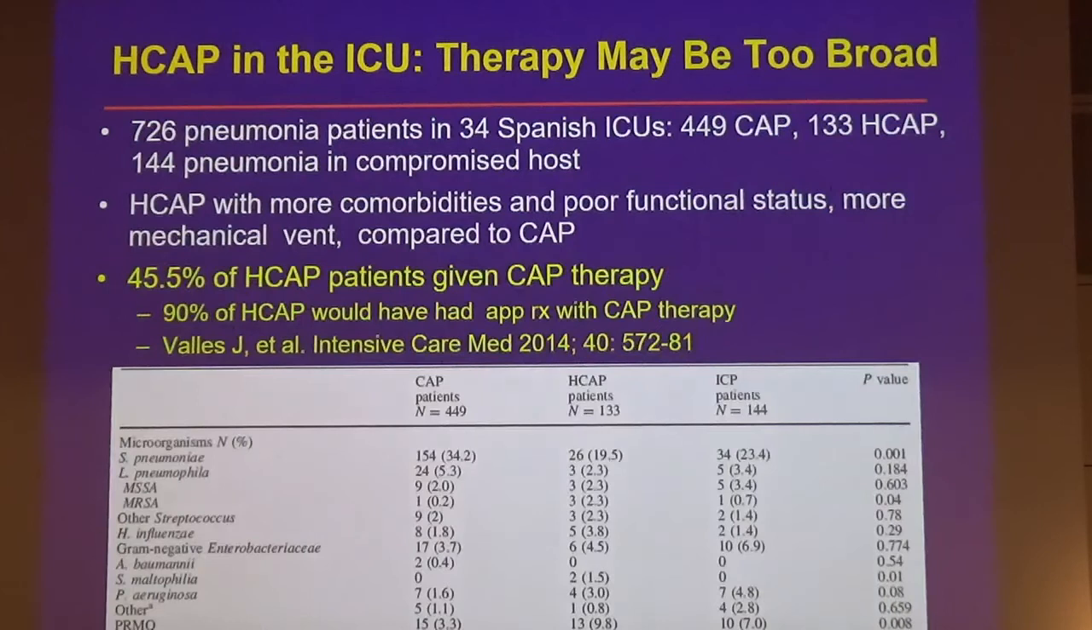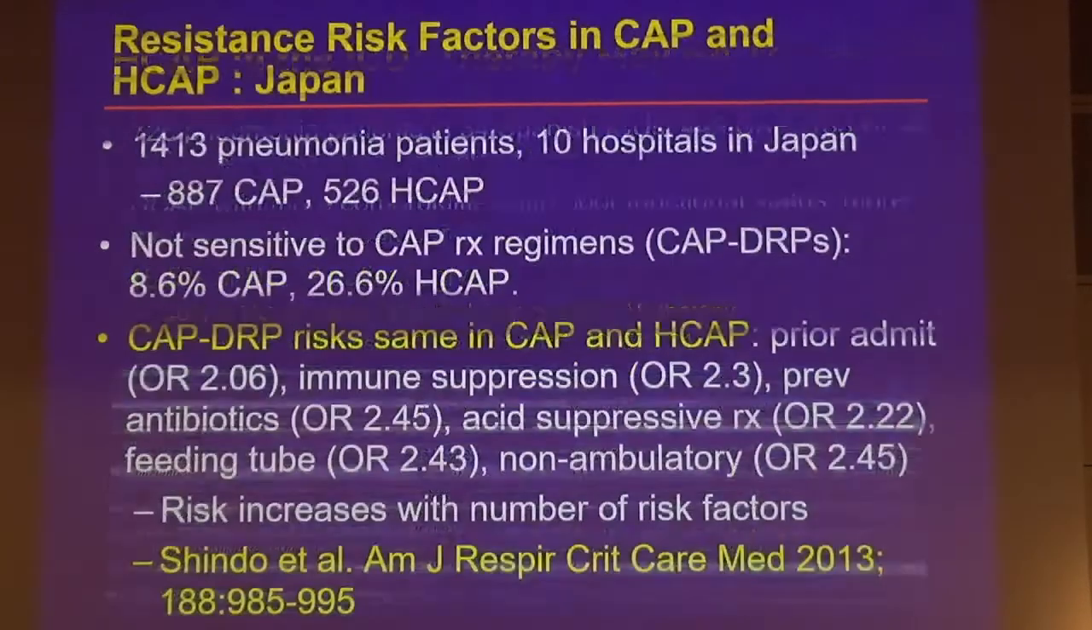And similarly, in a study of HCAP in the ICU, our therapy also may be too broad. This was a study of over 700 pneumonia patients in 34 different ICUs in Spain. 45% of the HCAP patients got CAP therapy, in other words, a narrow spectrum therapy, and 90% would have had appropriate therapy with simply a CAP regimen. So only about half the patients got a narrow spectrum regimen, when 90% would have been fine getting a narrow spectrum regimen. So these patients were clearly being treated too broadly. We need to find a way to avoid the under- and over-treatment that currently follows from our existing algorithms.